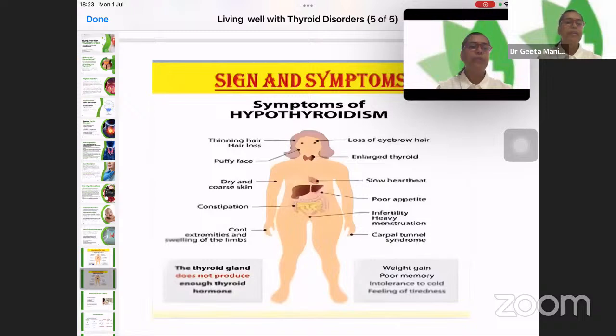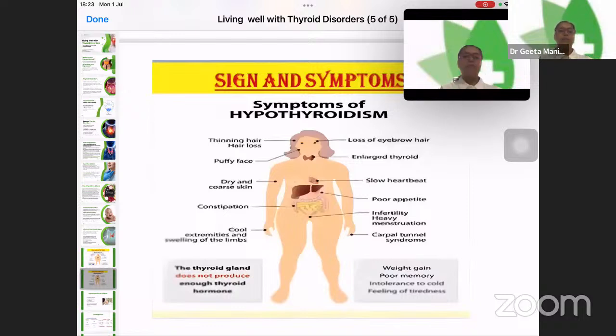The thyroid gland does not produce enough thyroid hormones. That is when it is hypothyroidism. There is loss of eyebrow hair, especially the outer 1/4. You'll start seeing that the outer 1/4 of the eyebrow hair has started disappearing. That is one of the signs of hypothyroidism.